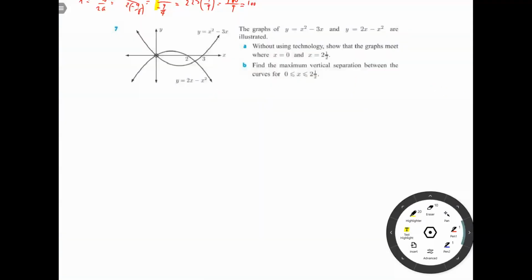The graphs of y equals x squared minus 3x and y equals 2x minus x squared are illustrated without using technology. Show that the graphs meet where x equals 0 and x equals 2.5. Find the maximum vertical separation between the curves for the x values between 0 and 2.5. Okay.